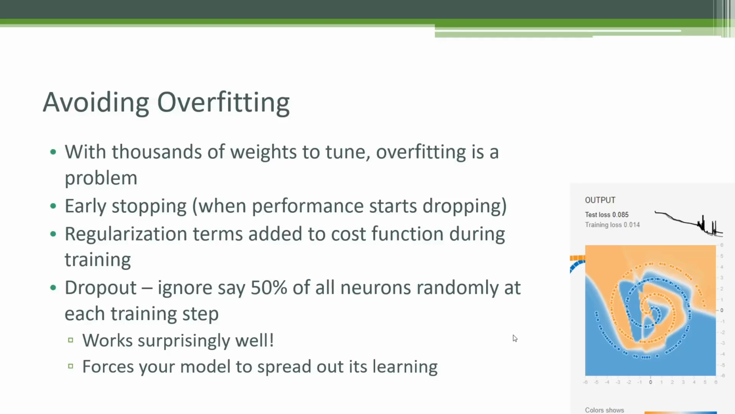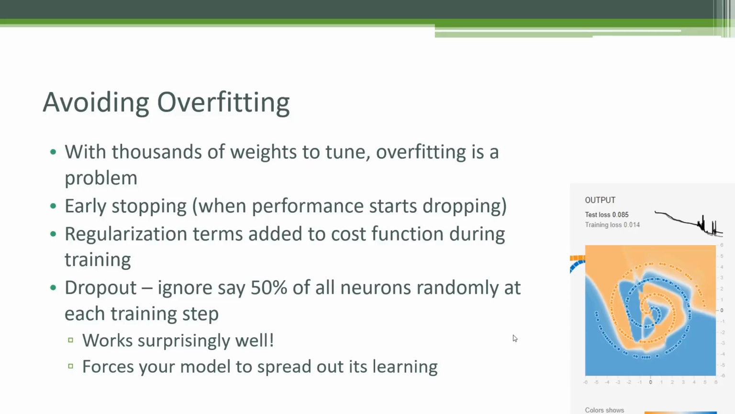There are ways to deal with it. One is called early stopping. So as soon as you see performance start to drop, that might be nature's way of telling you that it might be time for you to stop learning. At this point, maybe you're just overfitting. There are also regularization terms you can add to the cost function during training. That can help too, like the bias term that we talked about earlier.